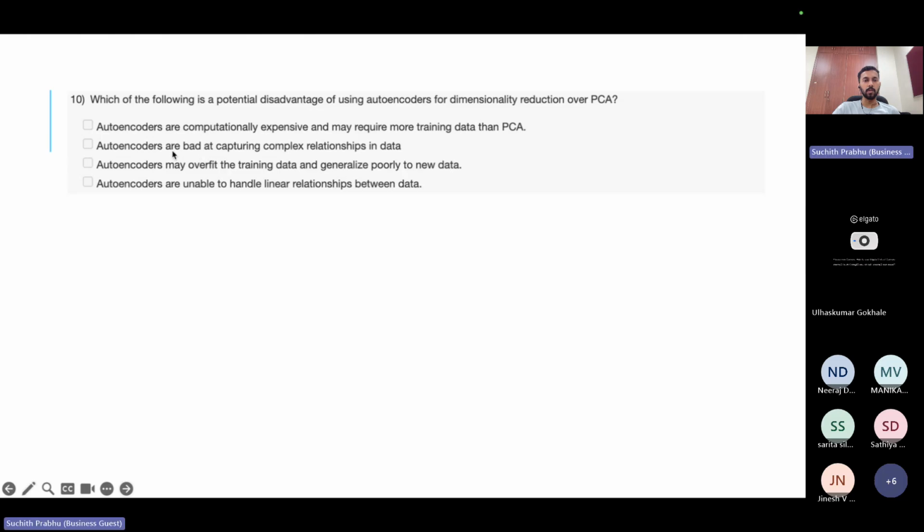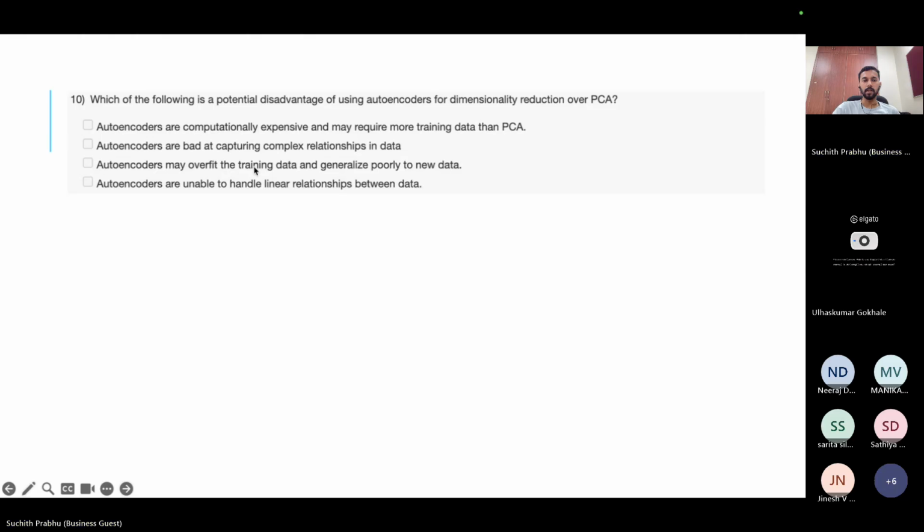Autoencoders are bad at capturing complex relationships. They can capture complex relationships. This is because we are using matrix multiplication followed by a non-linearity, so it can capture non-linear relationships as well. Yes, it can overfit and generalize badly. So this is also a disadvantage.